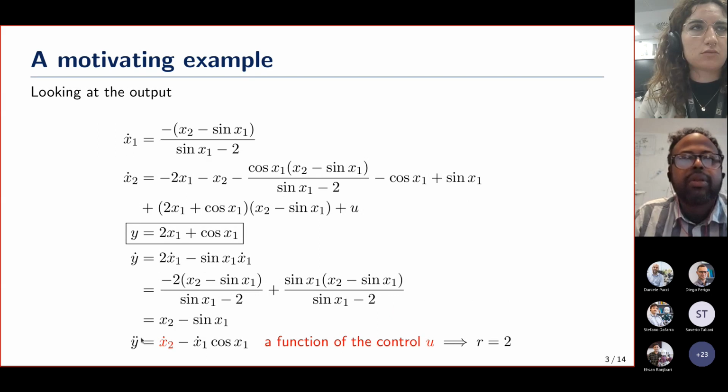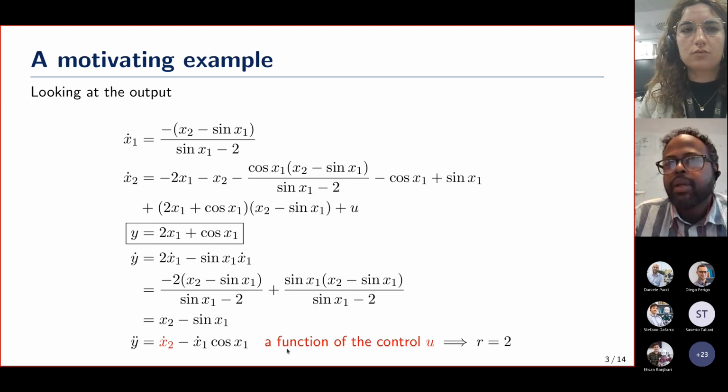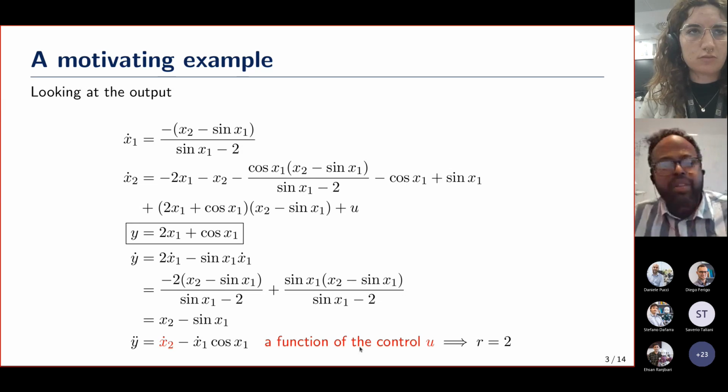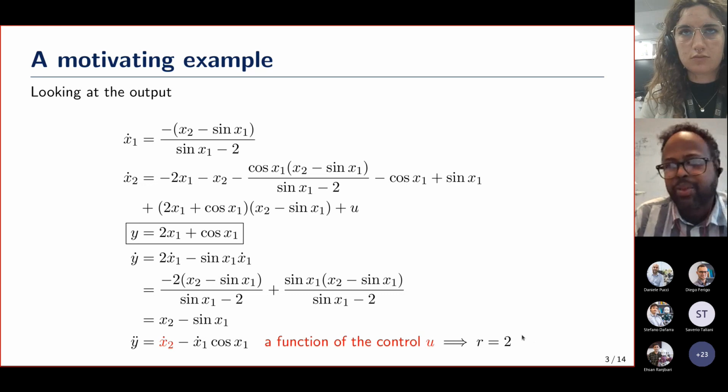We go to the higher derivative and we notice that the second derivative, the acceleration of the output, contains x2 dot, but x2 dot depends on u. So through the control, we can directly influence the acceleration of the output, and of course we can carry that to the velocity and the actual output itself. What does this mean? This means that the output is influenced at the second derivative by the control. And this is basically the idea of the relative degree: the number of times you need to differentiate the output function to recover the input directly in the function of the output. Let's call it r. So we have this definition of the relative degree that is informal, but okay, it works for our purposes.